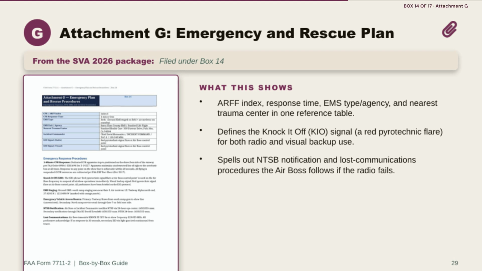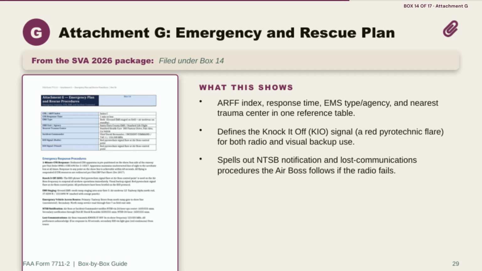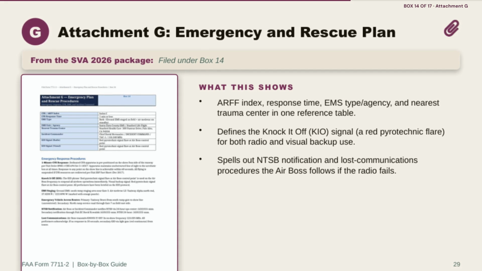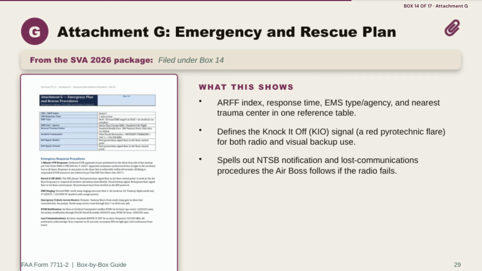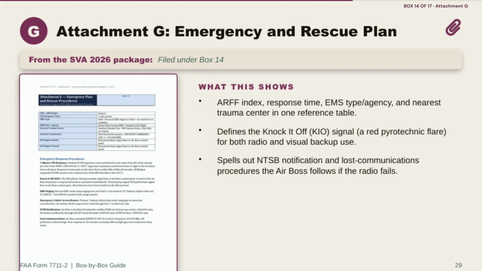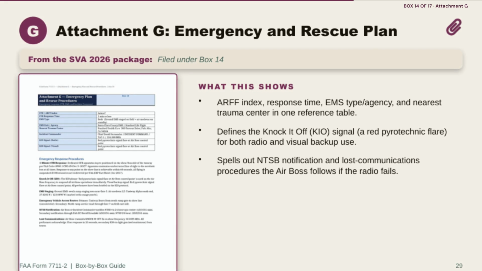Attachment G is the emergency and rescue plan supporting Item 14, filed under Box 14, and it consolidates the ARF Index, response time, EMS type and agency, and the nearest trauma center into a single reference table you can check at a glance during the show. It also defines the knock-it-off signal, a red pyrotechnic flare, as the visual backup to the radio call. So every performer and ground crew member has a way to recognize an abort even if communications fail.